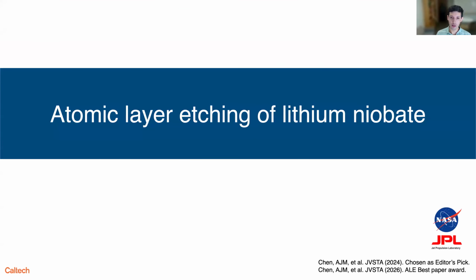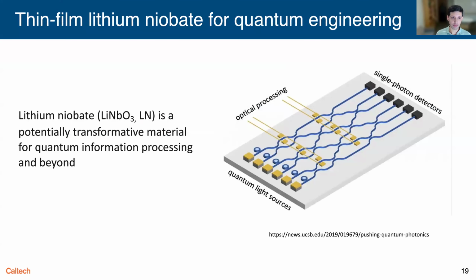Okay. So now moving on to atomic layer etching of lithium niobate. As I showed in the beginning of the talk, lithium niobate is a very interesting material for nonlinear optics on chip as well as quantum information processing. And the reason is that lithium niobate has lots of properties that you'd like in a quantum integrated circuit, all in one material. So in particular, it has a wide transparency window and optical nonlinearities.